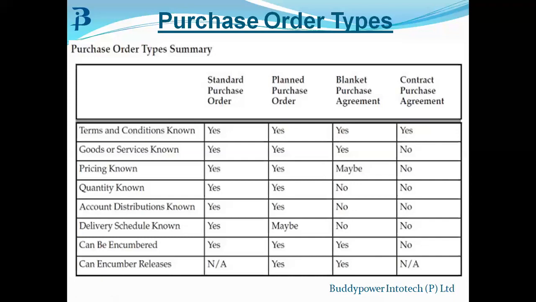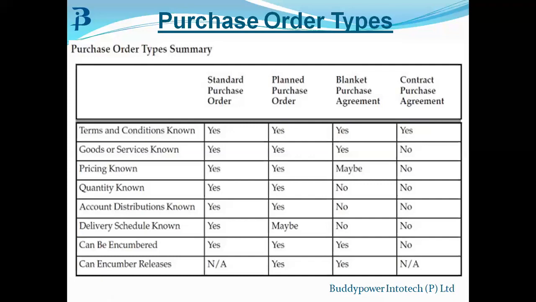So wherein you will specify tentative delivery schedules and all details of the goods or services that you want to buy, the quantities, the estimated costs and all that. Then you can release your schedule release, or something called a schedule release. You issue schedule releases against a planned PO to place the actual order.